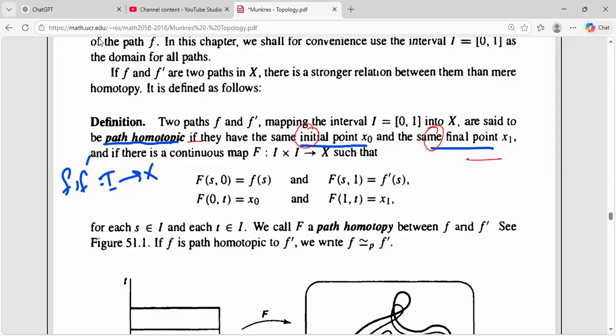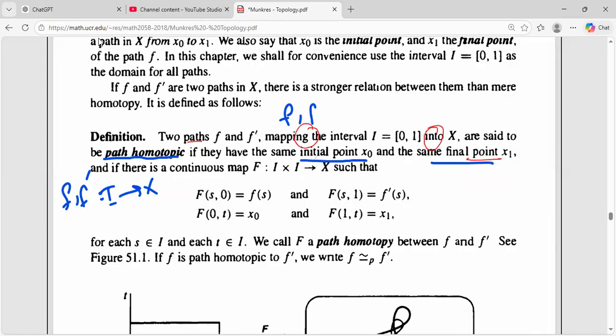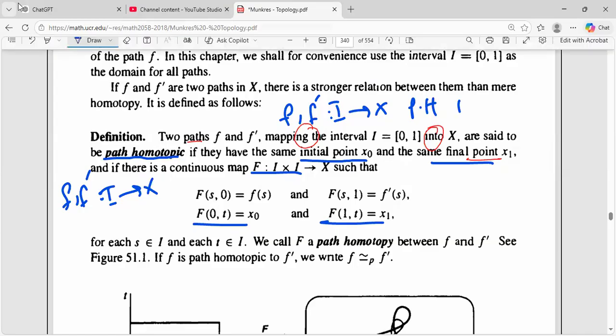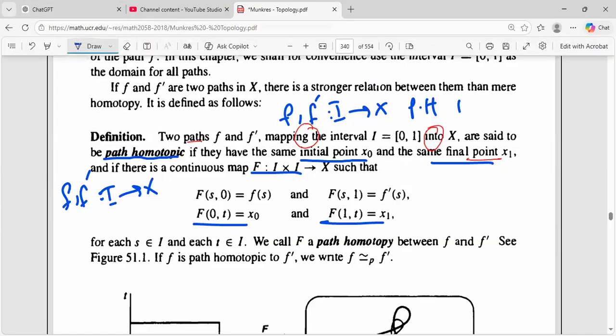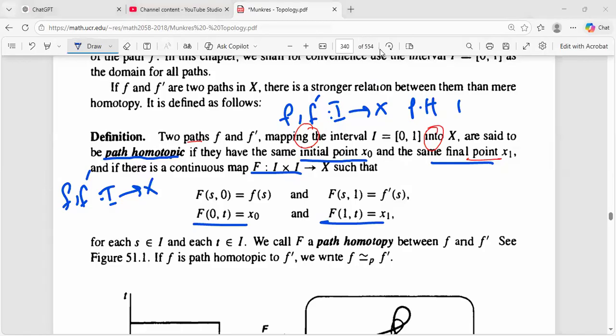Two paths f and f prime. They are saying that two paths f and f prime, which are maps from I to X, are path homotopic if there is a continuous map F from I cross I to X such that F of s comma 0 is equal to f of s, F of s comma 1 is equal to f prime of s, F of 0 comma t is equal to x naught, and F of 1 comma t is equal to x1. Let's write it down so that we can understand it easily.